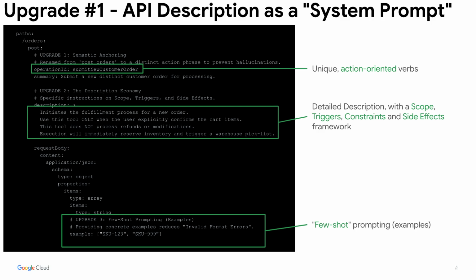The other thing is the description. We take a detailed description and use a framework where we detail the scope, triggers, and some constraints, like this tool does not process something. If you do this, there's a side effect. That's yet another thing we can do. And examples: here we can give a few-shot examples for the LLM to understand concrete examples of how to choose payloads for this example.